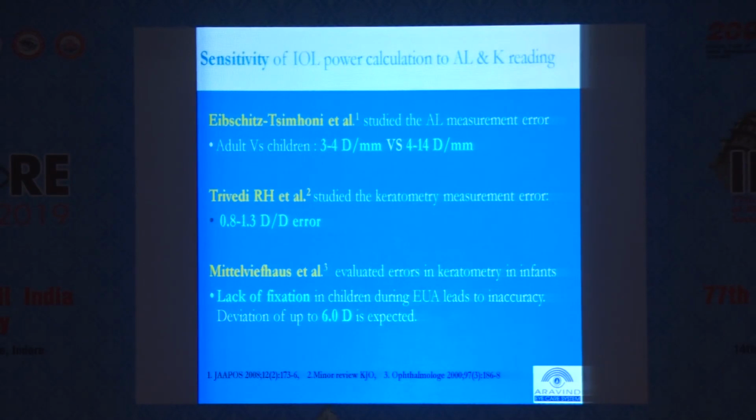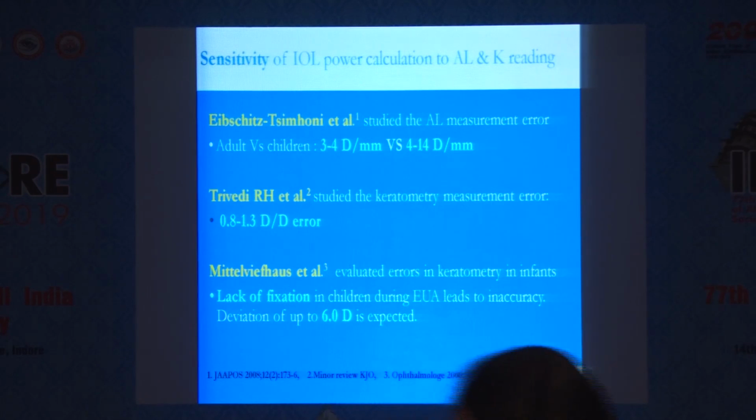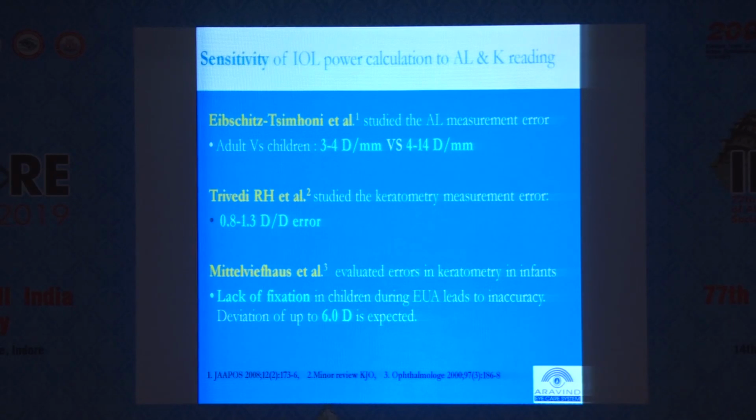Coming to the sensitivity of IOL power calculation to axial length and K reading. Shimoni et al., when they studied axial length measurement between adults and children, found that for adults, for every millimeter error in the axial length, there is a 3 to 4 diopter error in the IOL power, whereas for children it is 4 to 14 diopter error. Trivedi et al. studied keratometry measurement errors and found that for every diopter error in the K reading, there is a 0.8 to 1.3 diopter error in the IOL power.